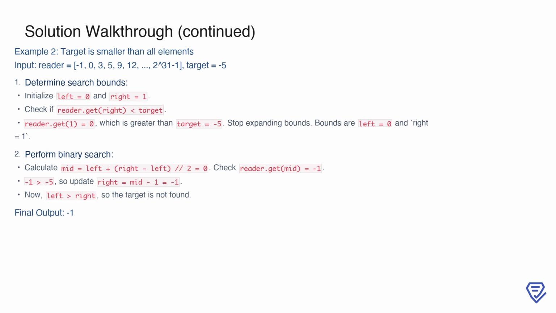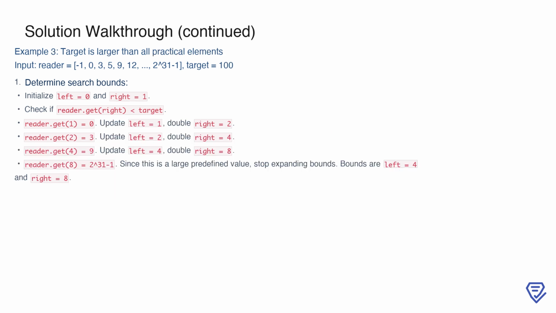Next, we move to binary search. The midpoint is calculated as mid equals 0, and reader.get(mid) returns -1. Since -1 is greater than -5, we update right to mid-1, which becomes -1. At this point, left is greater than right, which indicates that the target is not present in the array. As a result, we return -1 to signify that the target was not found.